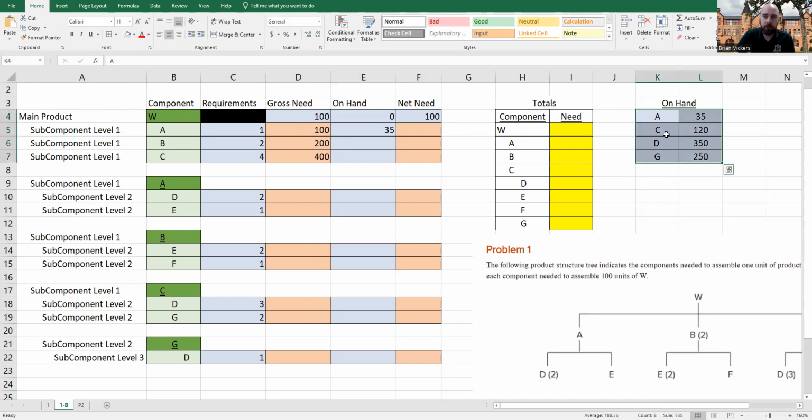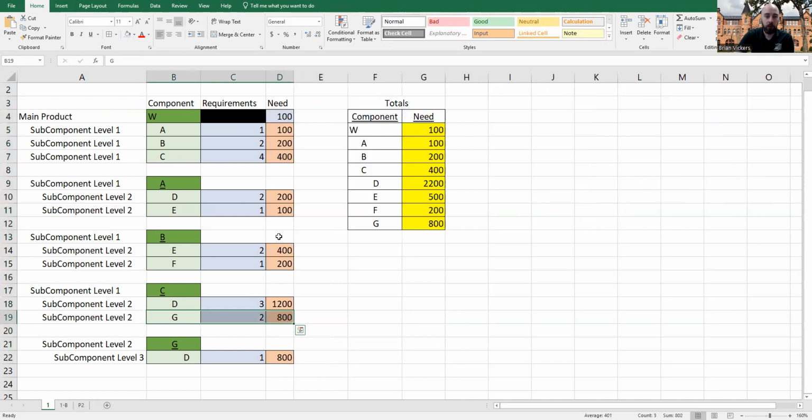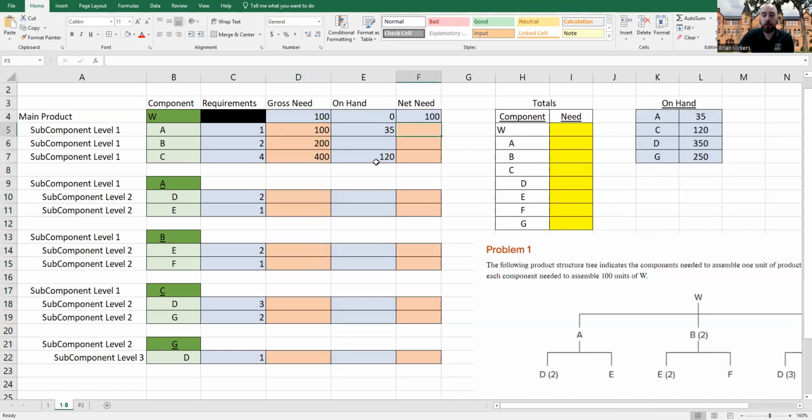B's, I have none on hand already. C's, I have 120. Okay. So I need 400. So I'm going to plug in 120 here. And now we're going to create a new column, which is the net need. So what we did before was effectively the gross need. This is what we need total. But if we have some of them, then we can subtract what we have from what we need.